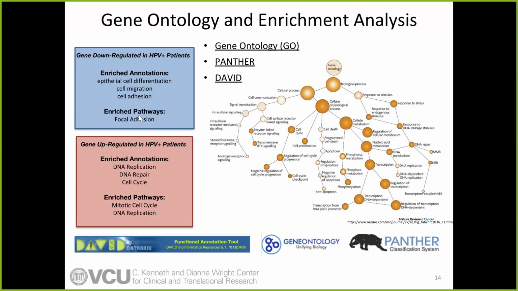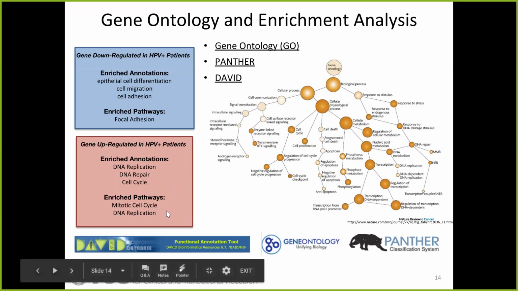So our downregulated genes had functions like epithelial cell differentiation, cell migration, cell adhesion, and an enriched pathway was focal adhesion. Our upregulated genes included DNA replication, DNA repair, cell cycle. The pathways were mitotic cell cycle and DNA replication pathways were all upregulated.